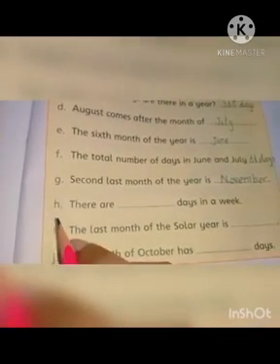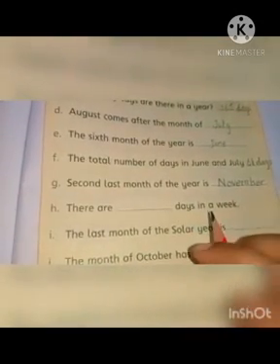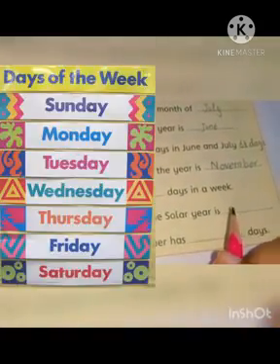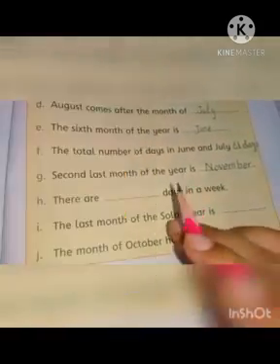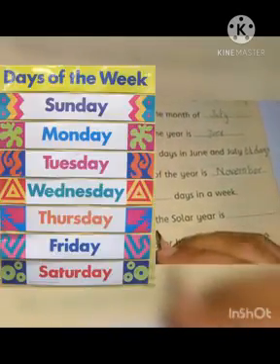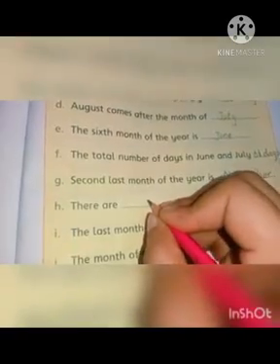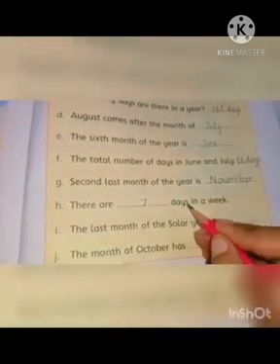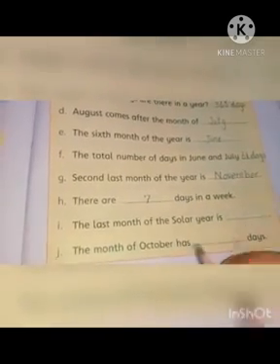Here we have point H. At point H, here we have the question. There are dash days in a week. Students, do you learn days of week? How many days are there in a week? 7 days. So we are going to write the number of 7 here. There are 7 days in a week. Go for the next one.